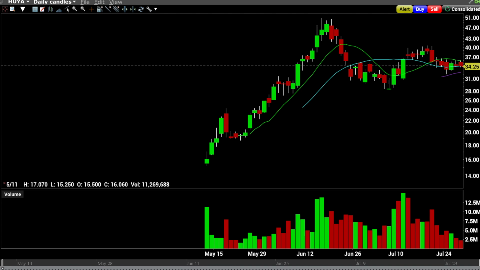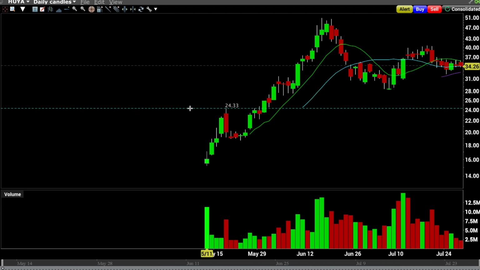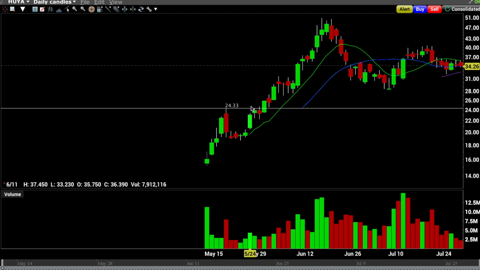So first, let's start with HUYA. Now, HUYA, you see since it IPO'd, it made a high and then it sold off. So what you're looking for to initiate that position is you want to take out that high. So if I add a horizontal line here at 24.33, as soon as you break through that 24.33, you initiate that position, and now you just rode this from 24.33 all the way up until it stopped out over here around 40. So a very, very explosive move, and that's all you're looking for with the IPO U-turn.